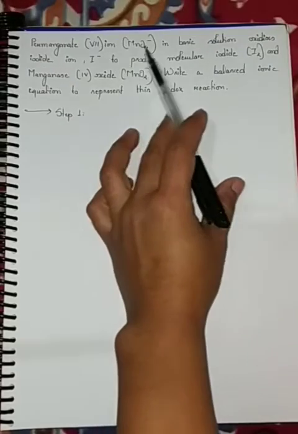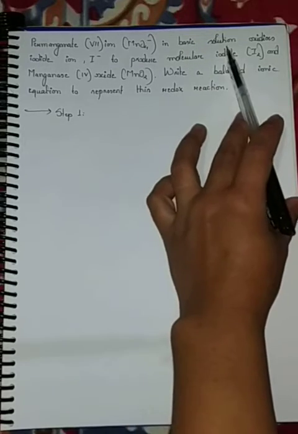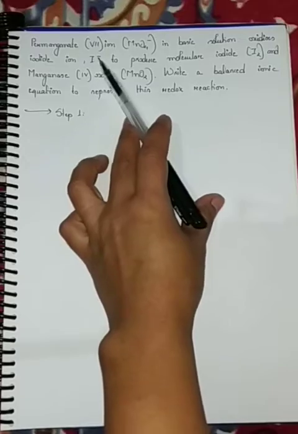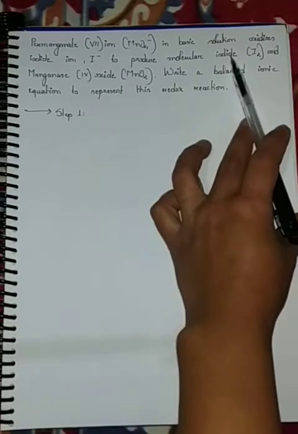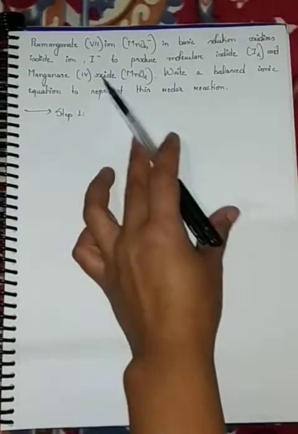Now our question here is: permanganate ion MnO4 minus in basic solution, so our medium here is basic, oxidizes iodide ion I minus to produce molecular iodine I2 and manganese oxide MnO2. So let's proceed with the first step, number 1.